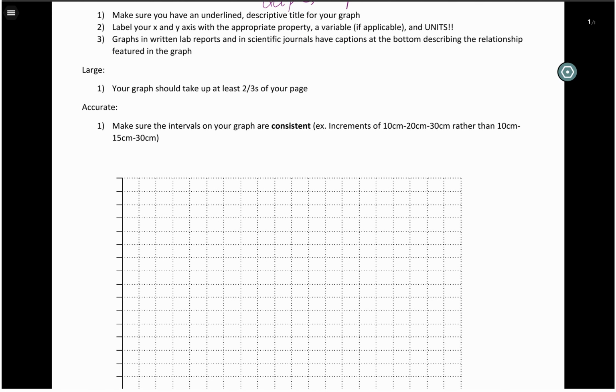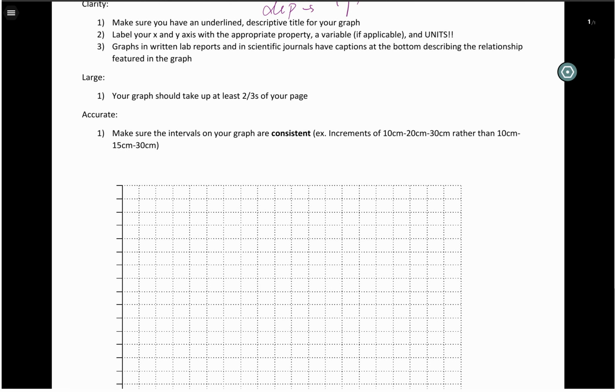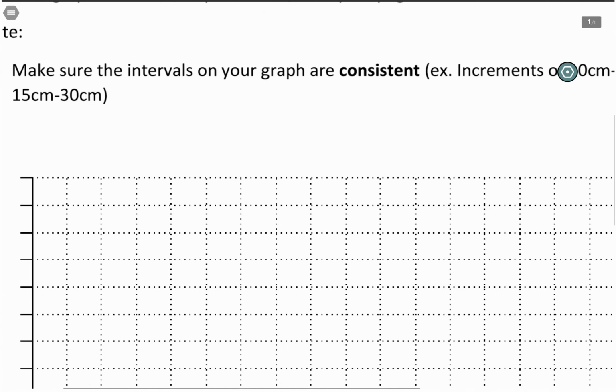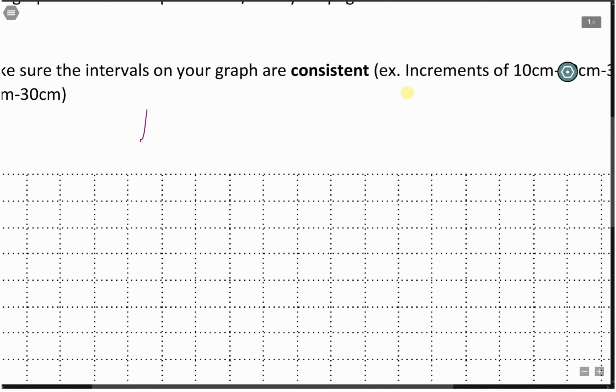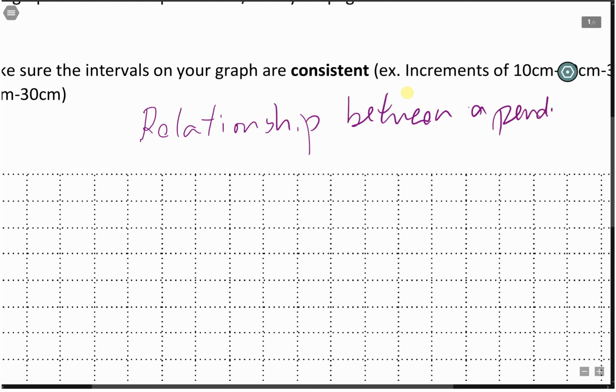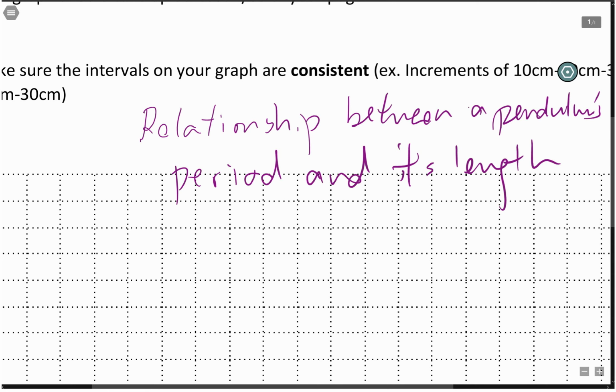Let's take a look at going through each step, and then I'm going to draw it on the graph below. Number 1, in terms of clarity, we must have an underlined descriptive title for a graph. I'm going to write the relationship between a pendulum's period and its length. So that's going to be my descriptive title.